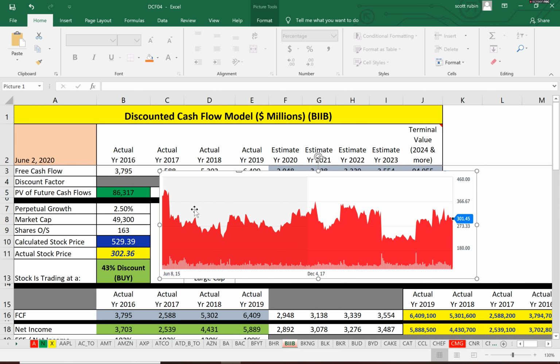And as you know, everybody has their own opinion on the value of a stock. And this is my model.